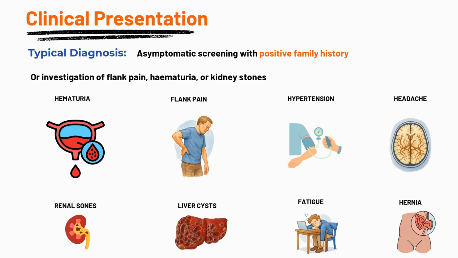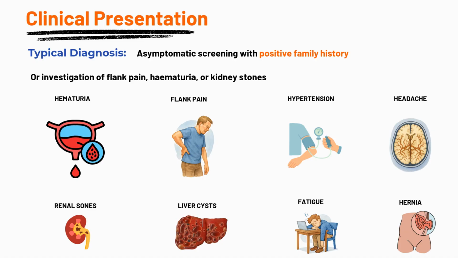Now let's move to how ADPKD actually presents in real life. Because many patients are diagnosed before they even develop symptoms, the typical diagnosis is made during asymptomatic screening, usually in someone with positive family history. So often you are not diagnosing disease, you are identifying risk early.